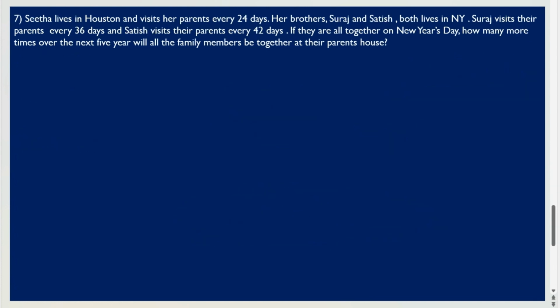Okay. Sita lives in Houston and visits her parents every 24 days. Her brothers Suraj and Satish both live in New York. Suraj visits their parents every 36 days, and Satish visits their parents every 42 days. If they're all together on New Year's Day, how many more times over the next 5 years will all the family members be together at their parents' house? Okay, so this time it's 5, right? Clue word: 5. So basically, the same method of what we did here, except it's going to be 5 years this time, not just one.